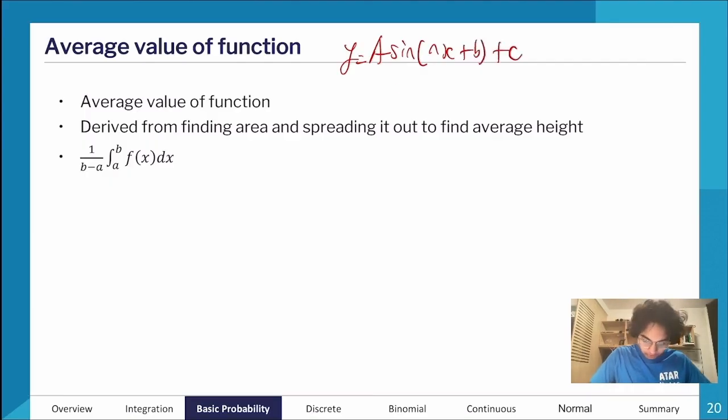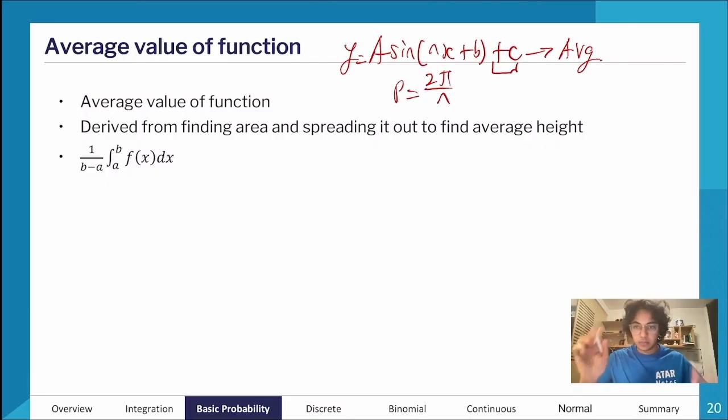A lot of you already know that the period is equal to 2 pi on n. The amplitude is a, and the plus c is what we call the center, right? Or it's also known as the average value of the function. So if they give you a question, maybe the temperature is modeled by a sine graph, and they ask what's the average temperature? Well, that's just whatever the plus c or the y translation is, right?